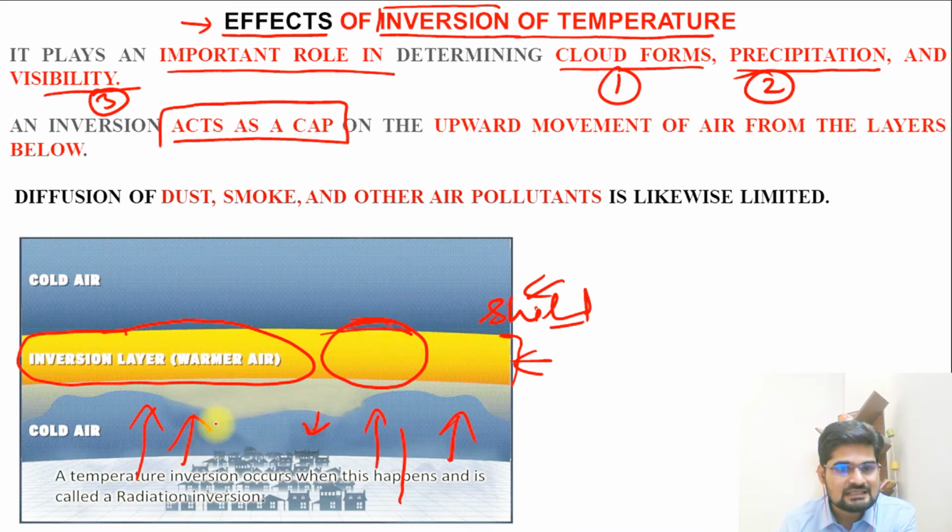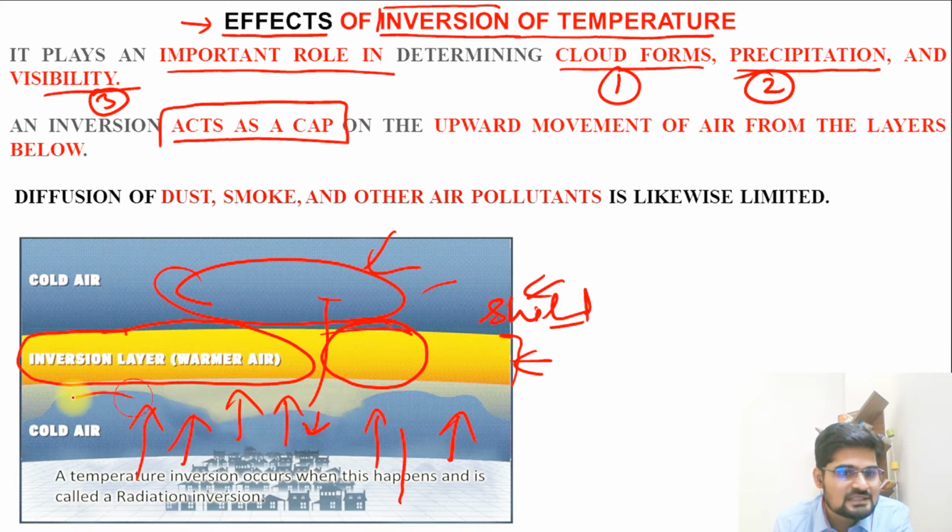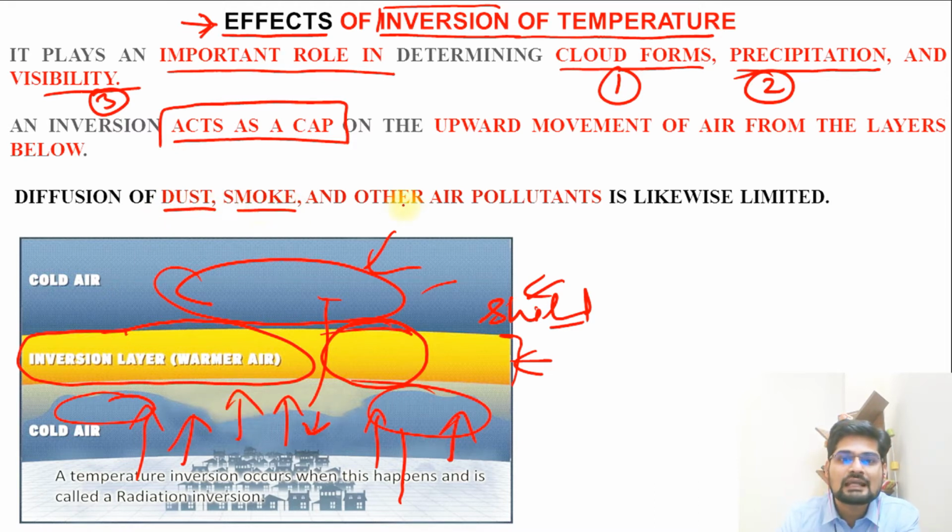So what happens? This does not allow this moisture addition to go up and form clouds. So cloud formation is hampered, precipitation is hampered, and also there is a foggy condition near the ground because this entire water vapor is trapped. So that is why it is important that inversion of temperature affects us as human beings as well, and also this entire process related to this terrestrial radiation near the closed surface, atmosphere near the ground surface.